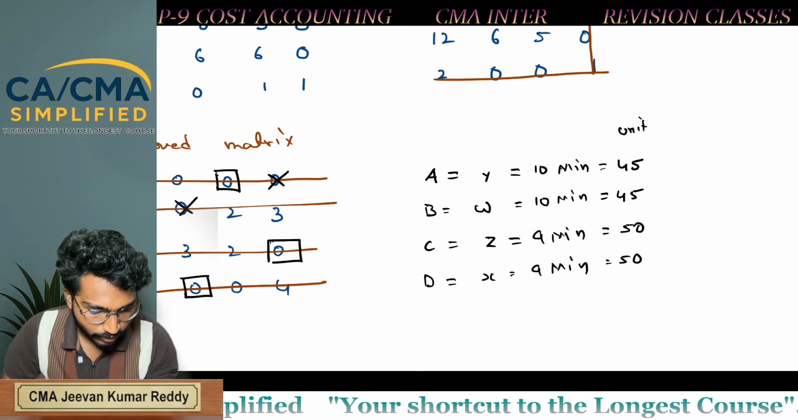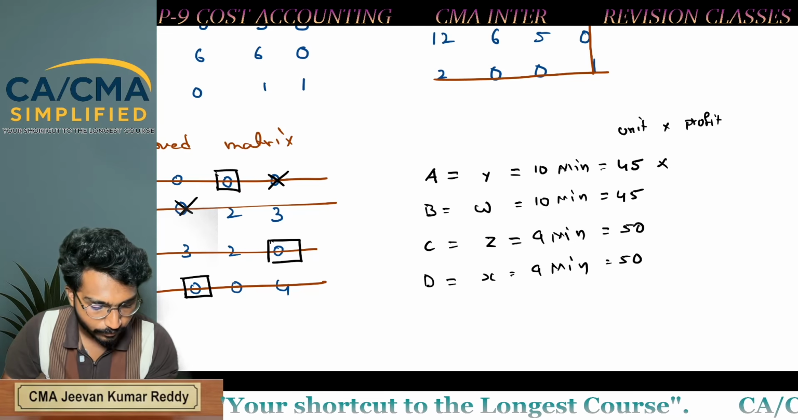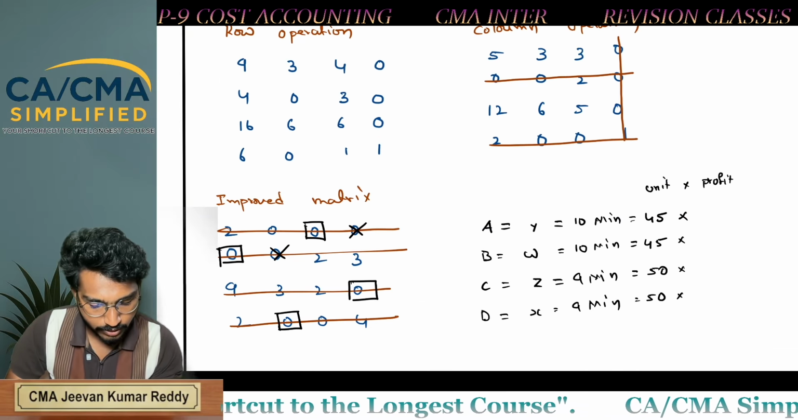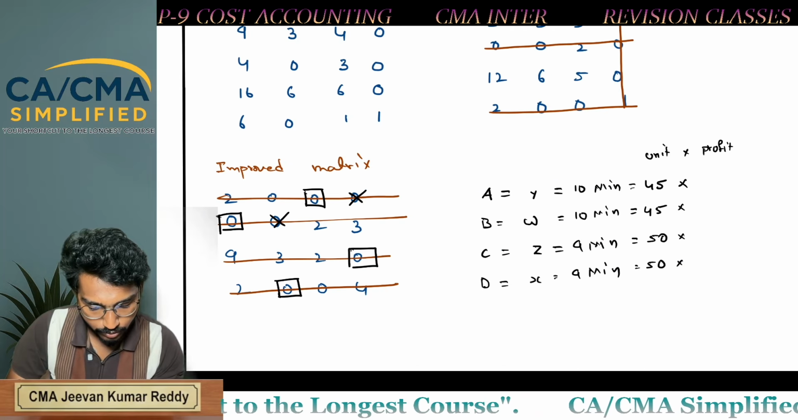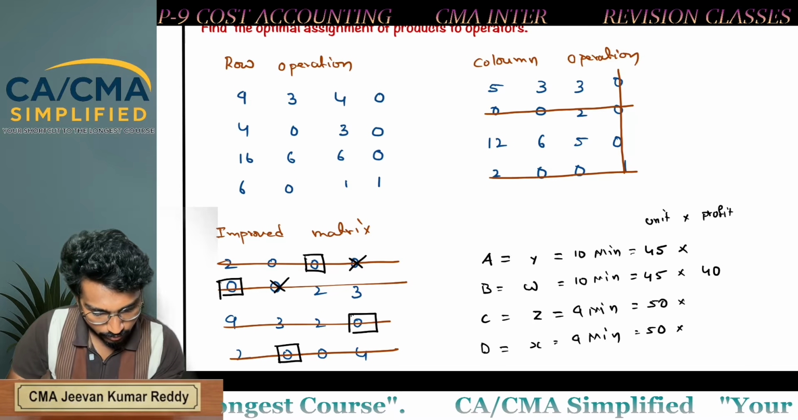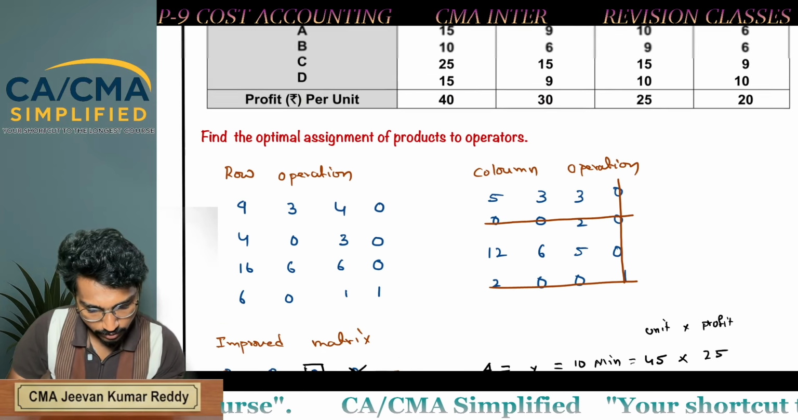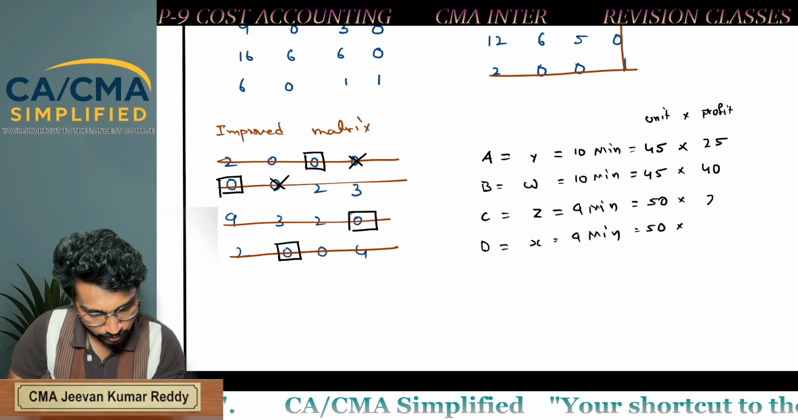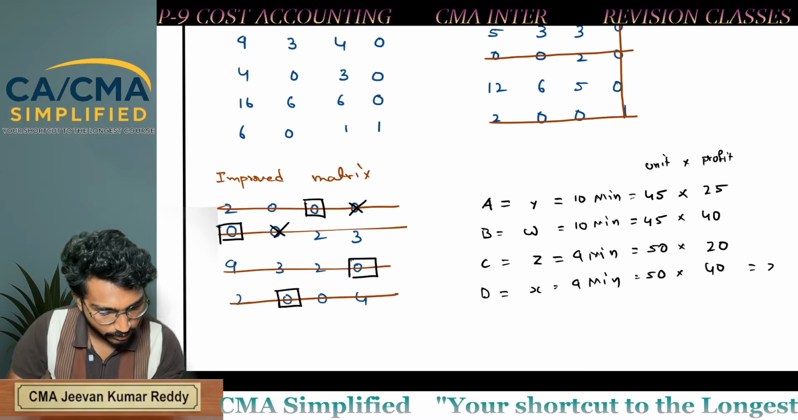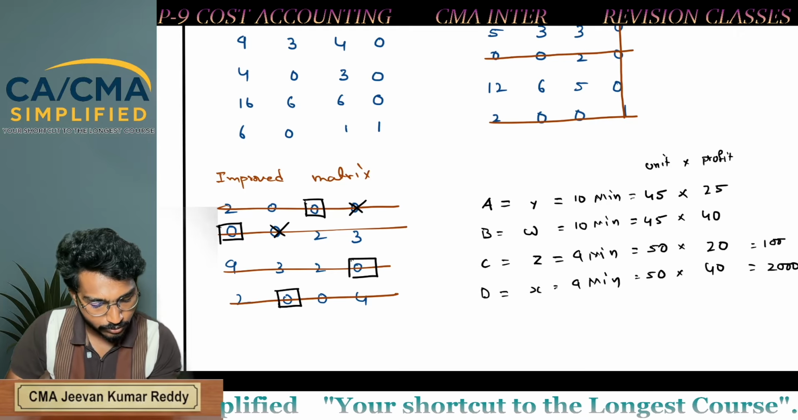That means 50 units. What is the profit per unit? What is the profit for each unit? For W it is 40, for Y it is 25, for Z it is 20, for X it is 40. Now 50 into 40, that is 2000. Next 50 into 20, that is 1000.